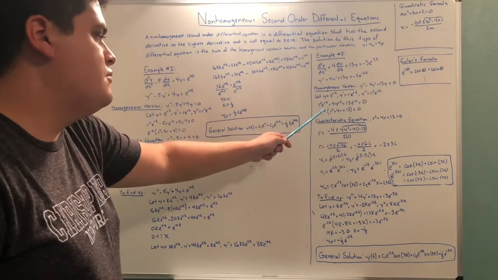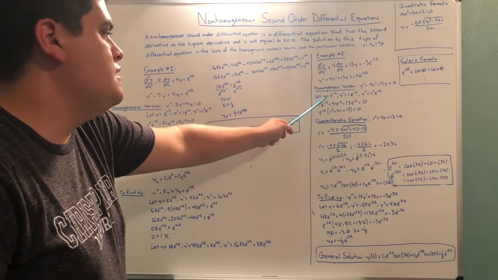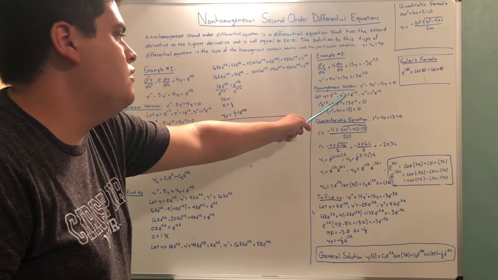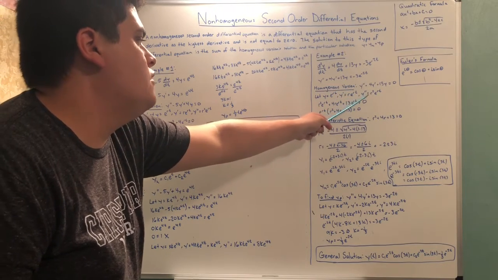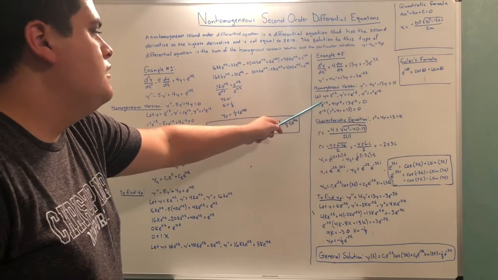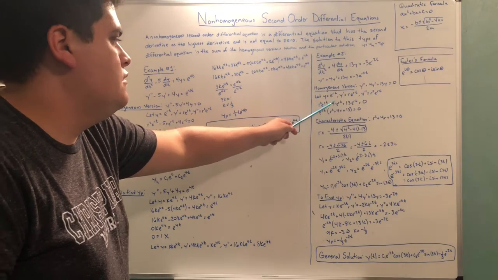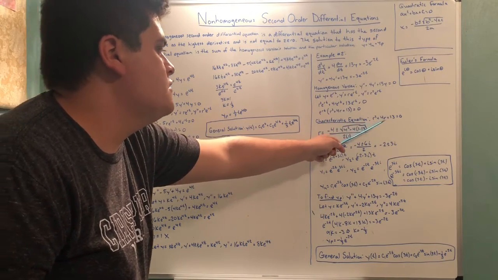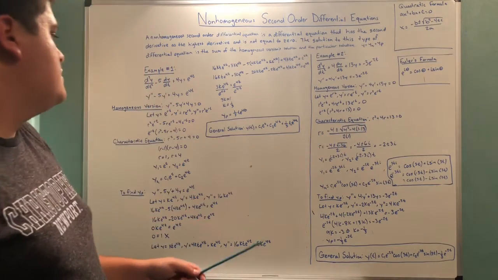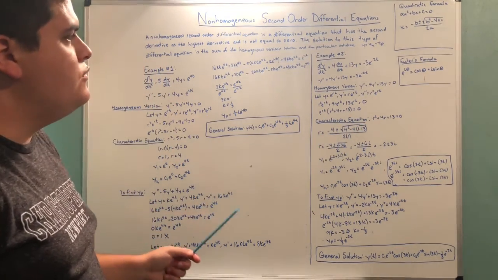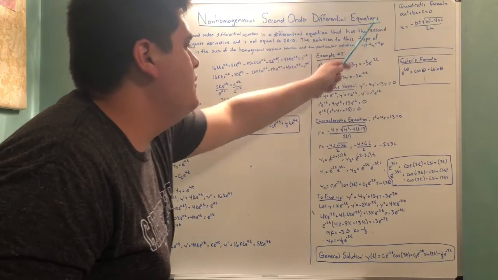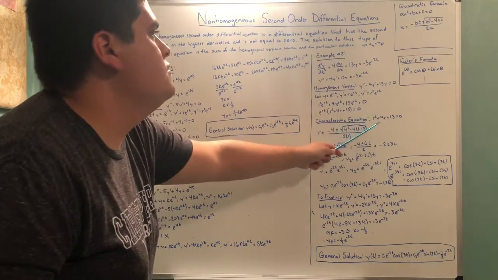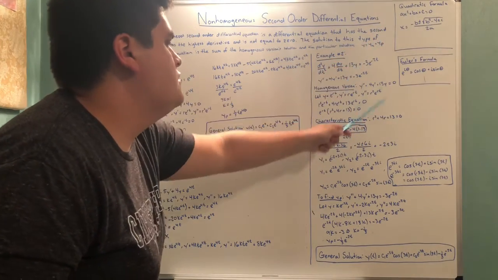Like the previous example, we're going to let y is equal to e to the rt, y prime is equal to r e to the rt, and y double prime is equal to r squared e to the rt. So now, after working this out, we will get our characteristic equation, r squared plus 4r plus 13 is equal to 0. It isn't as clear what the factors are, but we can use the quadratic formula. This is a very similar form to the quadratic formula, so we will use this.